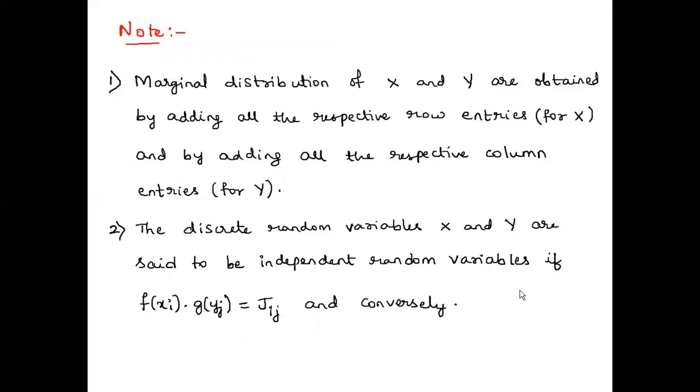So we have the two random variables given by x and y. These random variables are said to be independent random variables if they satisfy the condition f of xi into g of yj is equal to jij. And conversely, if this condition is true, f of xi into g of yj is equal to jij, then we say that x and y are independent random variables. And throughout this, we talked about the random variables x and y being discrete.